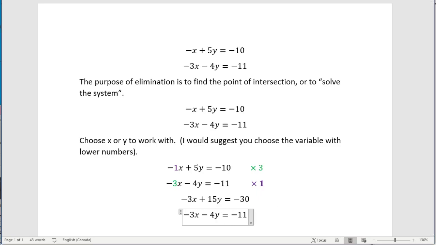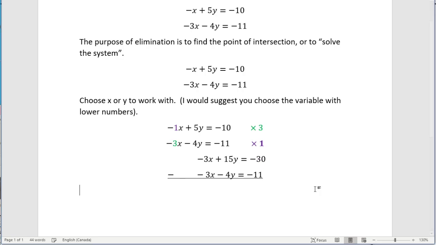Now what's important about what I just did is that if you look at this second equation now, and we imagine that we subtracted, I just want to get these lined up so you can see what I mean. If you subtracted one equation from the other, what would happen? Negative 3x, take away negative 3x is 0x. 15y, take away negative 4y is 19y, positive. And then negative 30, subtract negative 11 is negative 19.